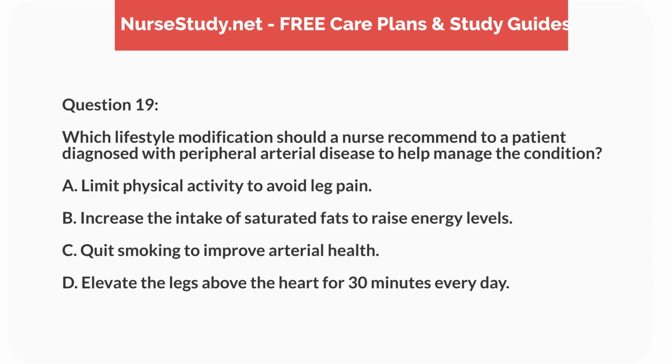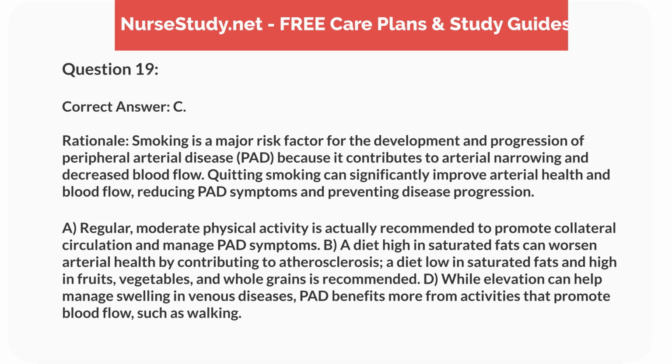Question 19. Which lifestyle modification should a nurse recommend to a patient diagnosed with peripheral arterial disease to help manage the condition? A. Limit physical activity to avoid leg pain. B. Increase the intake of saturated fats to raise energy levels. C. Quit smoking to improve arterial health. D. Elevate the legs above the heart for 30 minutes every day. Correct answer: C.